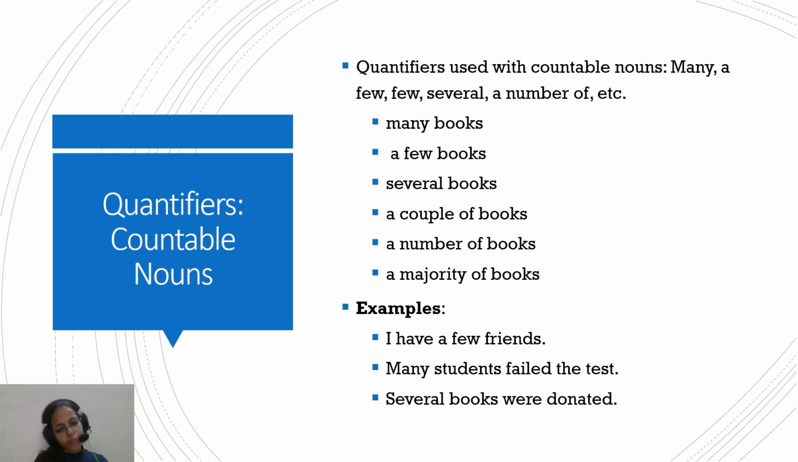So I have a few friends. Friend is a countable noun, so we can use the quantifier few or a few. Many students failed the test. Since student is a countable noun, we can say many students. Similarly, books is a countable noun, so we say several books were donated. Okay, so for countable nouns we have these quantifiers.